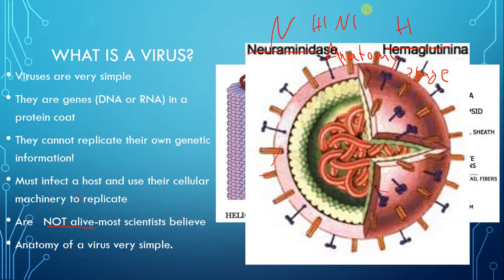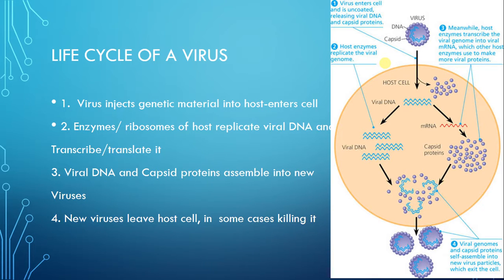H6N1 has type 6 hemagglutinin receptors and type 1 neuraminidase receptors. So they're just a type of surface receptors that certain flu viruses have. Just thought that might be really interesting for you to know now when they talk about it in the news or whatever. So the life cycle of a virus, basically it's really simple what they do to keep replicating themselves.